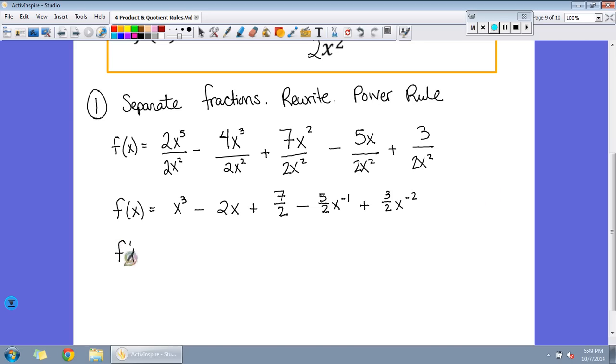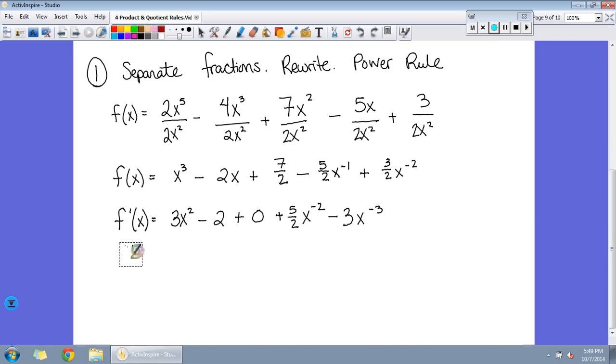I'm going to have 3x squared minus 2 plus 0, which you don't have to write, plus, because a negative times a positive is positive, 5 halves x to the negative 2 minus 3x to the negative 3rd. And I don't like negative exponents, so I'm going to rewrite it with all positive exponents.